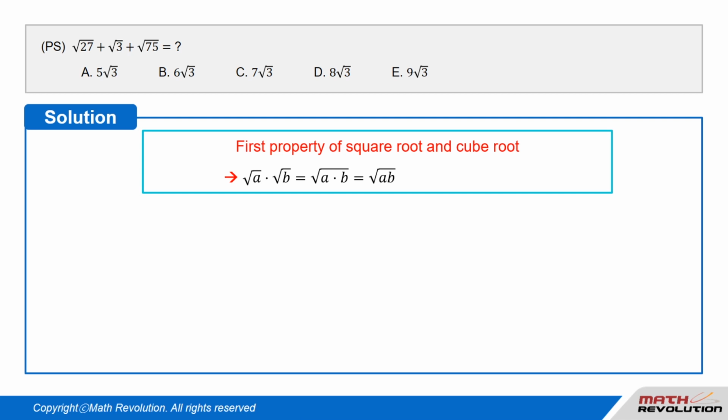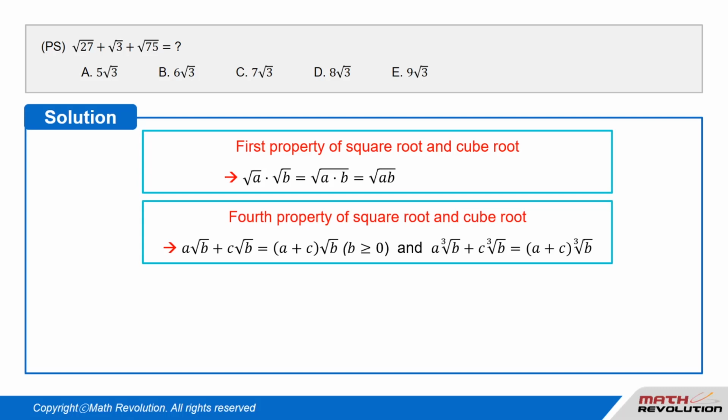To multiply the nth root of two numbers, we multiply the two numbers and then take the nth root of the product. So, square root of a times square root of b equals square root of a times b.